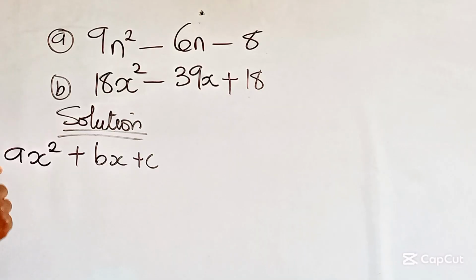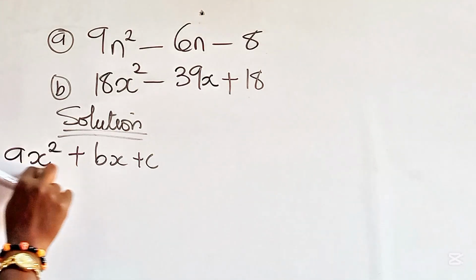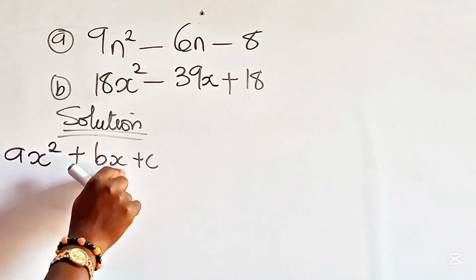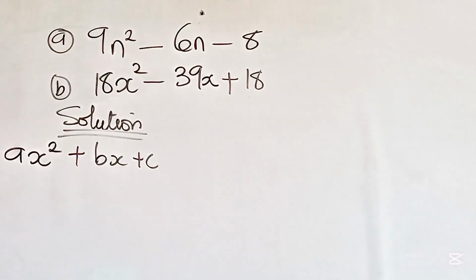Hi guys, are you familiar with this expression? So what we have here is the standard form of a quadratic expression, where A is the coefficient of x squared, B is the coefficient of x, and C is the constant.